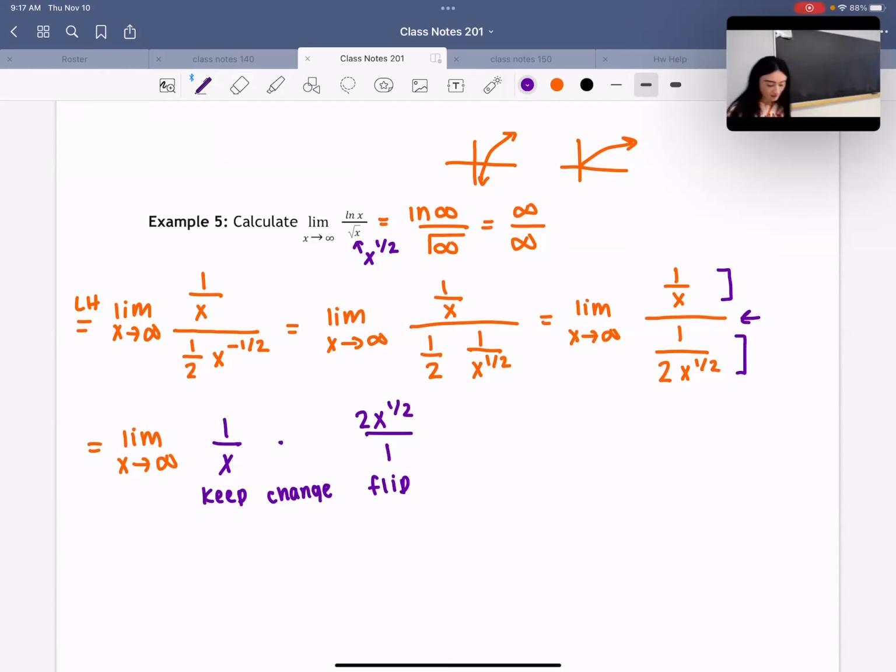All right, what we're left with is the limit as x goes to infinity of 2x to the 1/2 over x. Okay. So now we're a little bit more simplified. Does everyone kind of see how I simplified everything? Yeah.